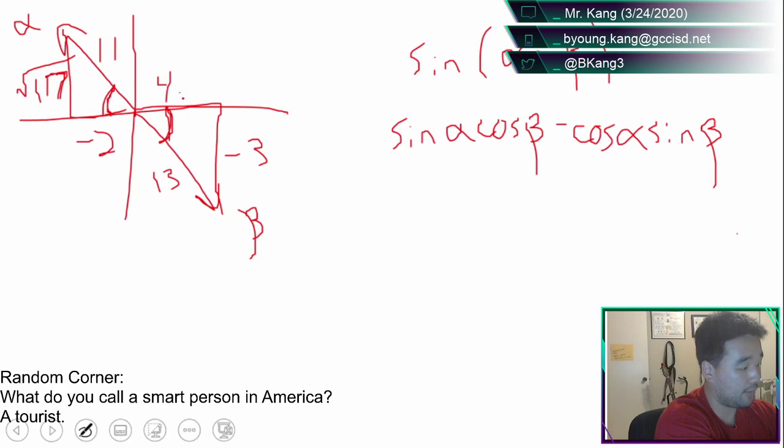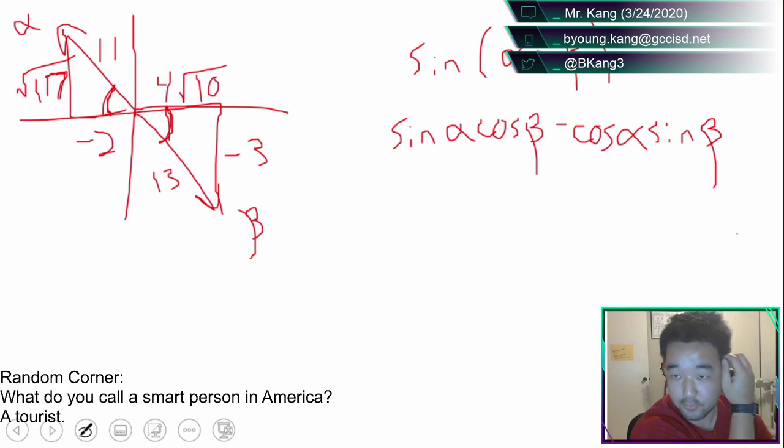So just to kind of walk you through that process. I know some of you still struggle with simplifying square roots.